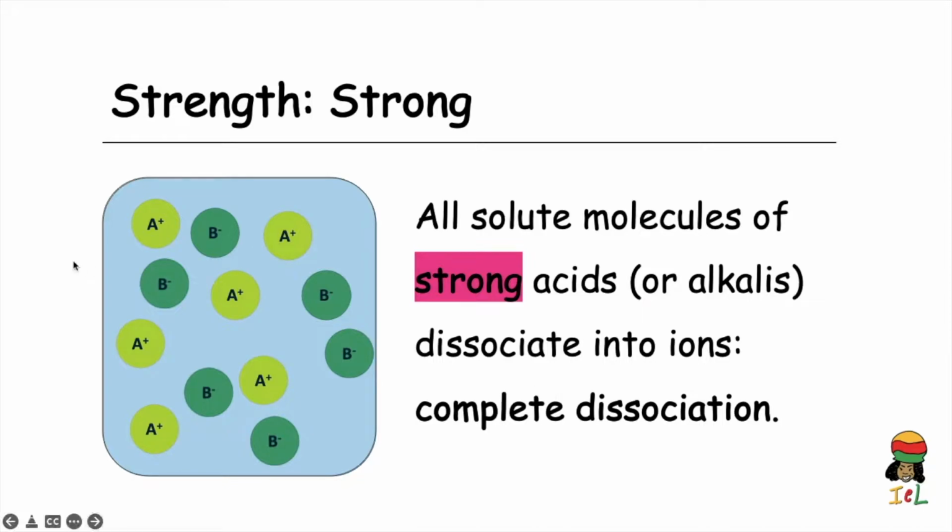So now what we have are cations, which are positive, and anions, which are negative, within the solution of the strong acid or alkali. So you won't find any solute molecules as before, which we represented as AB.